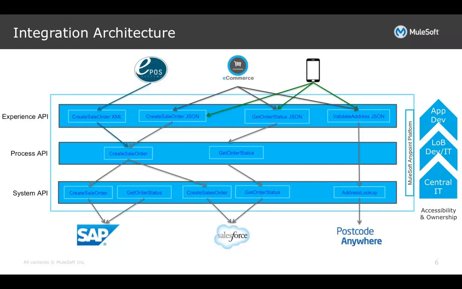This create sales order process API internally has an orchestration where it calls two create sales order system APIs, one that connects to SAP and the other one that connects to Salesforce. So the idea here is to create the sales order into SAP and at the same time link that sales order to a customer profile in Salesforce.